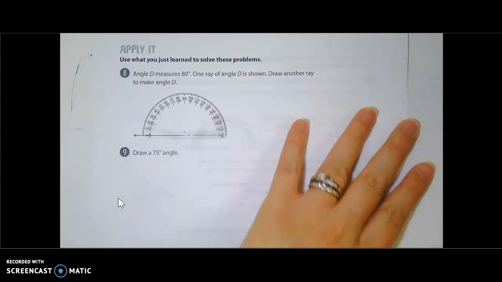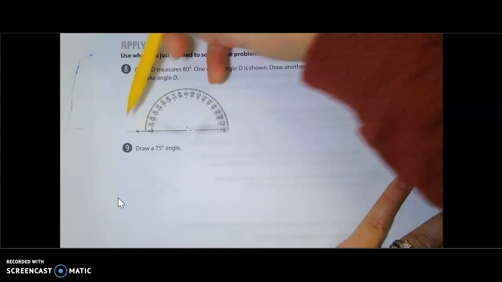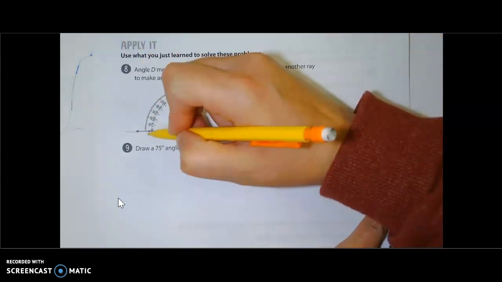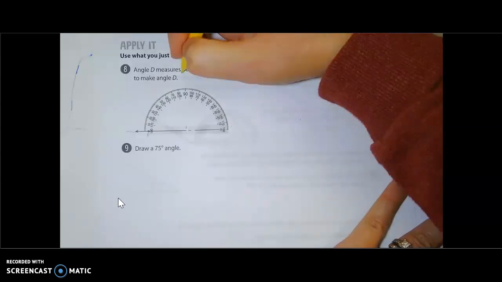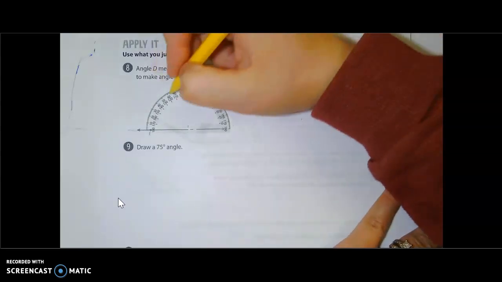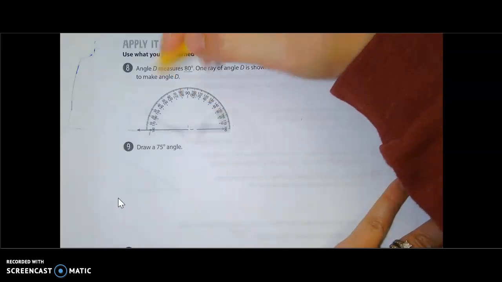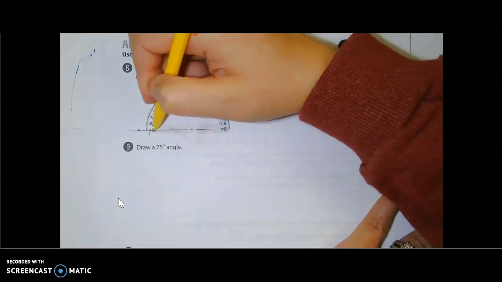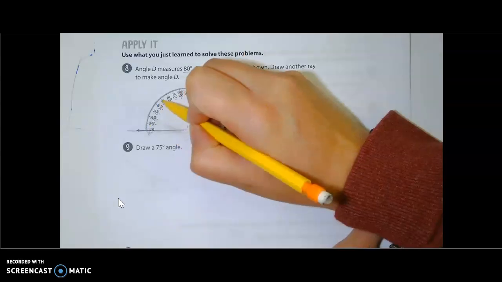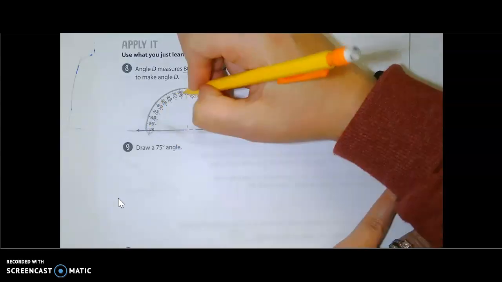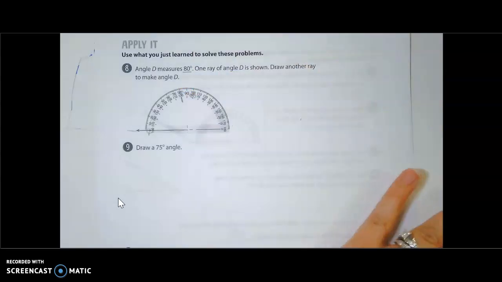So when it comes to the apply, they have this one for us. Notice that this is the direction the ray is going. So my 0's on the outside, which means I'm going to follow the outside numbers. We want to measure an 80-degree angle. So I have 80 degrees here and 80 degrees there. Right? So there's my 2 options. But again, because my ray is pointing to the 0 on the outside, I'm going to follow the outside numbers to get to the 80 that's on the outside. That is where my mark is going to go.